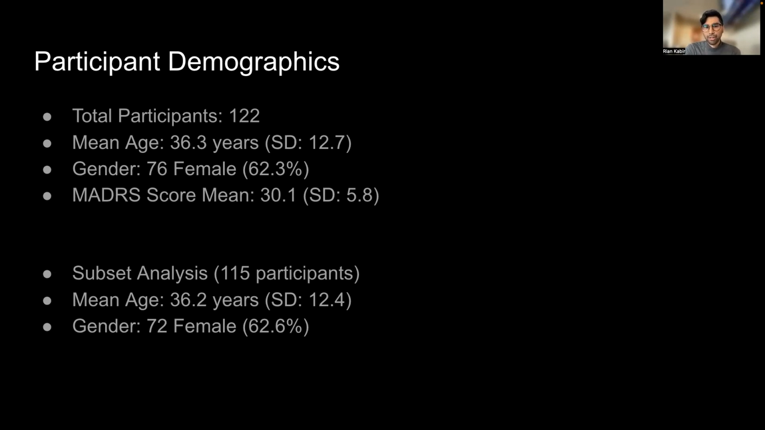There was a subset analysis. Remember, 115 patients of the 122 had post 2-week treatment EEG done. And this is a similar demographic distribution.